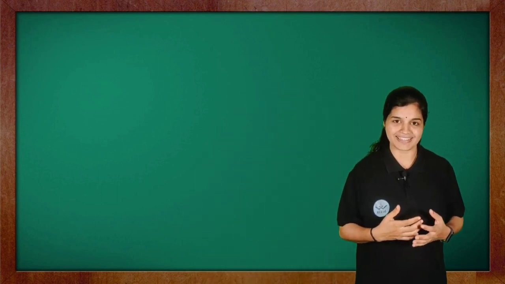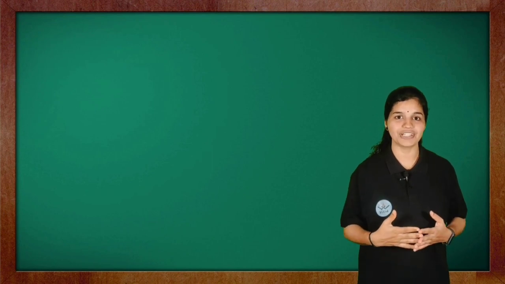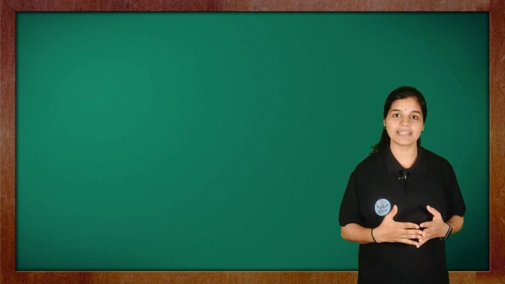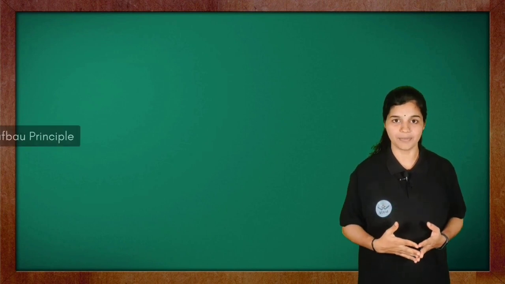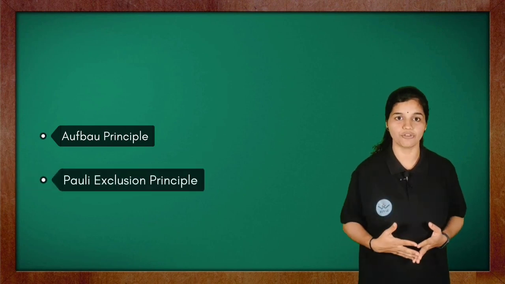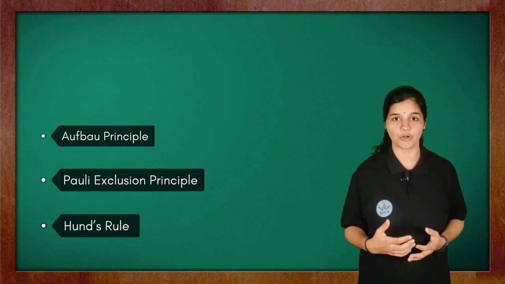We have studied that electrons are present in different orbitals and these orbitals have different energies. Now the question is, how to fill up the electrons in these orbitals? Yes, we have certain principles to be followed while we fill electrons in the orbitals. Filling of electrons takes place according to the Aufbau principle, which is based on the Pauli's exclusion principle, the Hund's rule of maximum multiplicity and the relative energies of the orbitals.